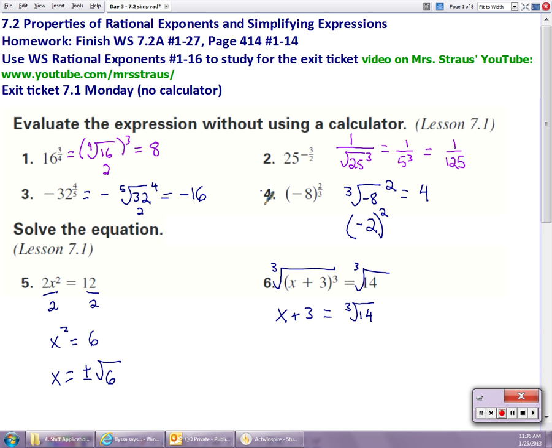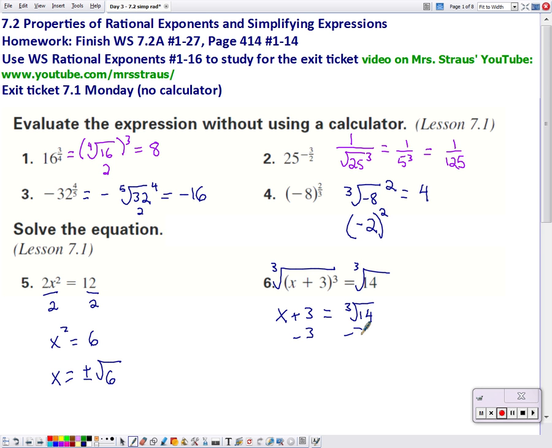So now we've got x plus 3 equals the cube root of 14. We're going to subtract 3 from both sides, and that gives us x equals negative 3 plus the cube root of 14.